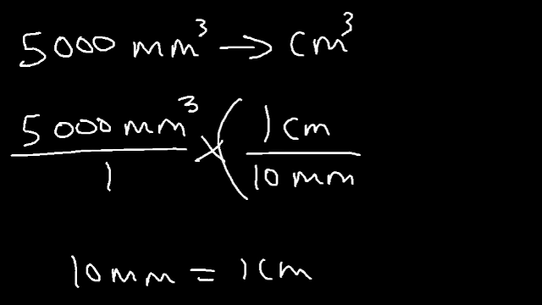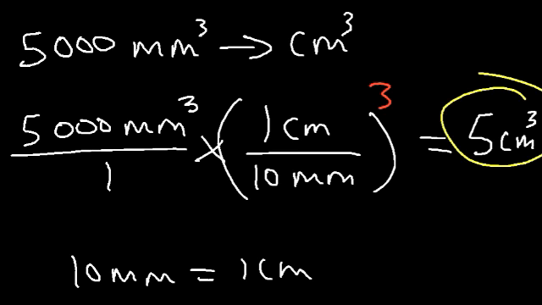Now for this particular example, we need to raise it to the third power. So we need to divide 5,000 by 10 3 times, or by 10 cubed, which is 1,000. 5,000 divided by 10 is 500. 500 divided by 10 is 50. 50 divided by 10 is 5. So this is 5 cubic centimeters. Or you could say 5,000 divided by 1,000 is 5. So now you know how to convert from one unit of volume to another unit of volume.